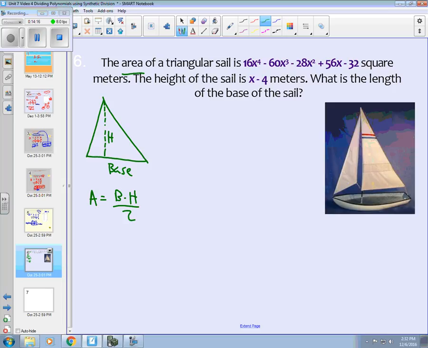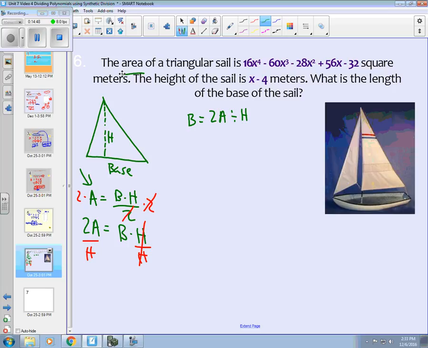Well, what we need to do with this little equation then is solve it for b. What would the base equation be? Well, to do that, we'd want to times both sides here by 2. Let's get rid of that 2. Now we got 2 times the area equals base times height. To get rid of the height, we'd want to divide by the height. And then we know what the base is. The base is, in this problem, going to be whatever 2 times the area is divided by the height.